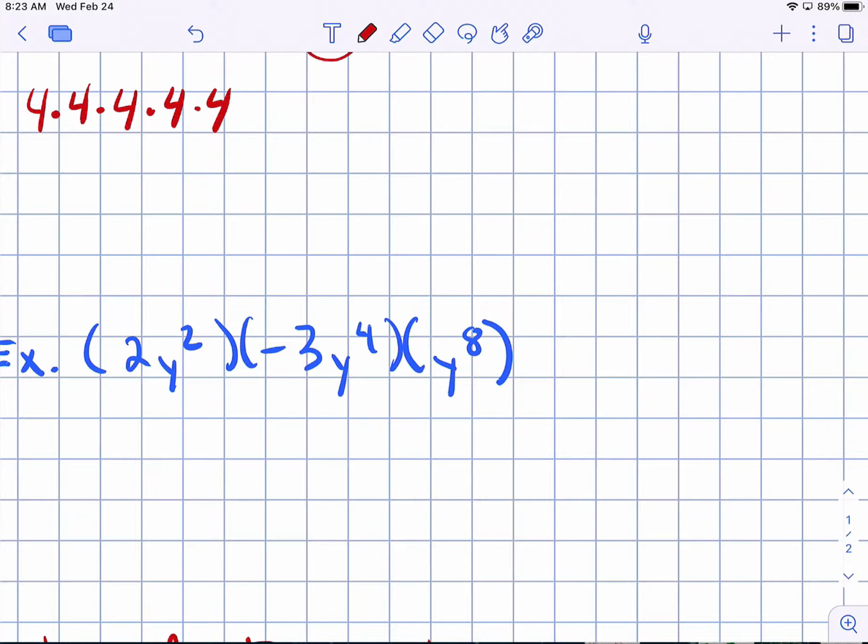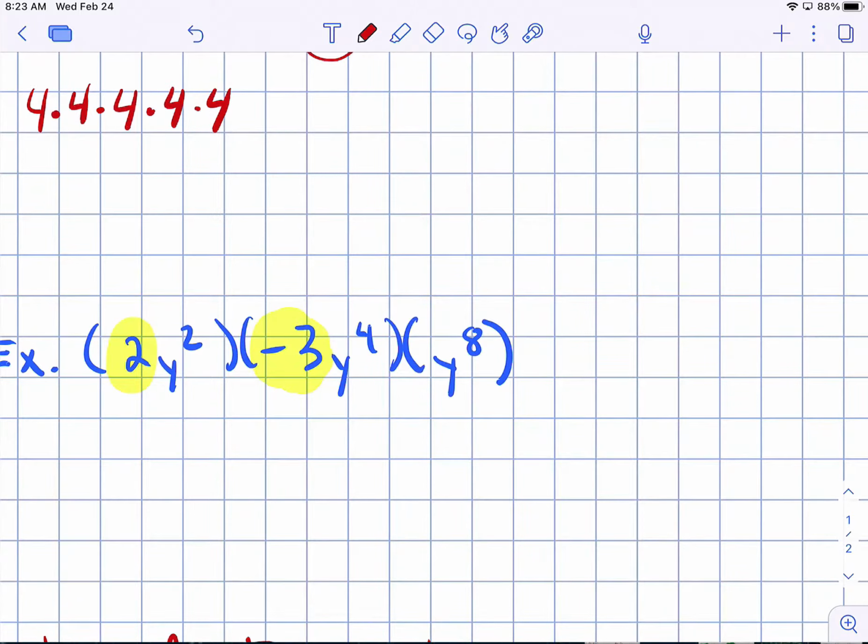These 2 numbers right here, actually let me highlight them, this 2 and this negative 3, those are not exponents. Those are just regular numbers. A lot of times people get confused or make mistakes because they treat these regular numbers as exponents when they're not. The exponents are the y to the second and the 4 on the y. So this is all being multiplied together. And remember, way back when you first learned about multiplication, when we multiply things together, it doesn't matter the order we multiply them in. 2 times 5 is the same as 5 times 2.